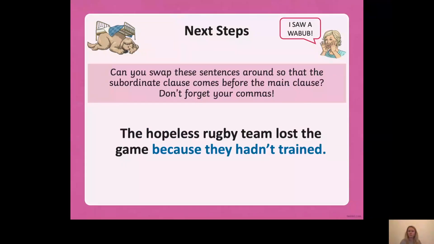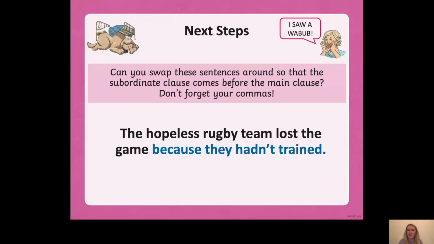Okay, can you swap these sentences around? Well, could you pause the video and have a think? What would the sentence, the hopeless rugby team lost the game because they hadn't trained, be if you put the subordinate clause at the beginning?